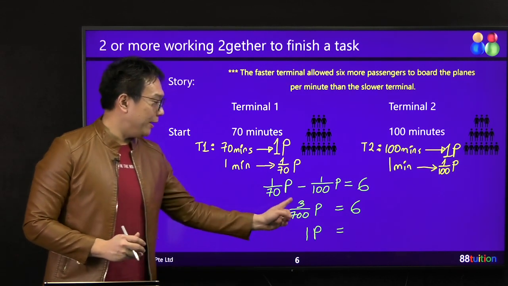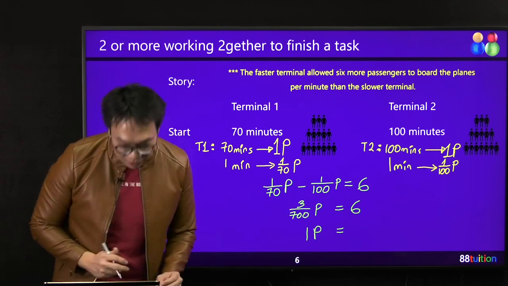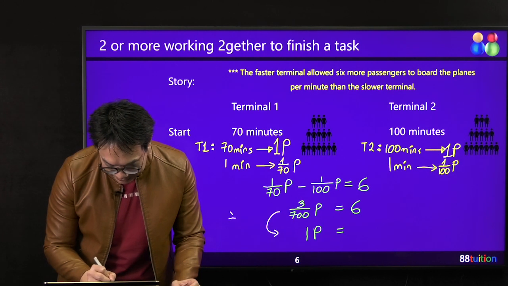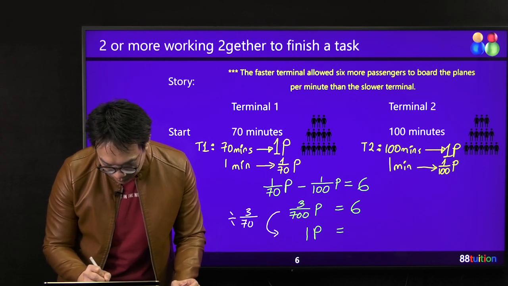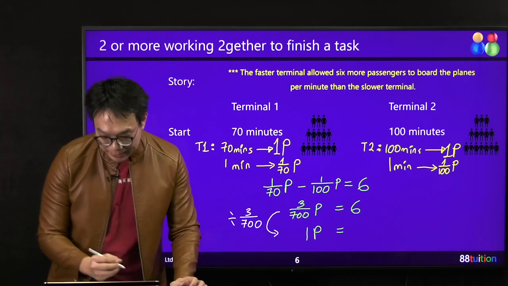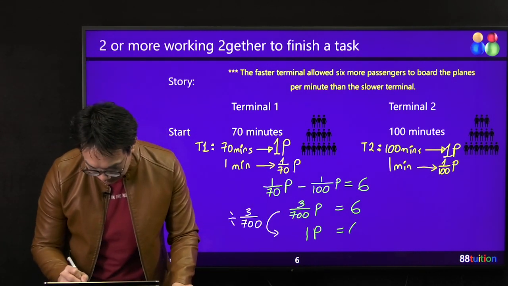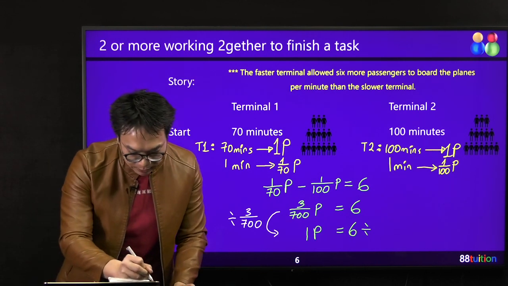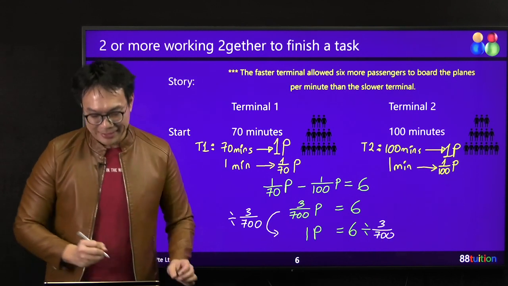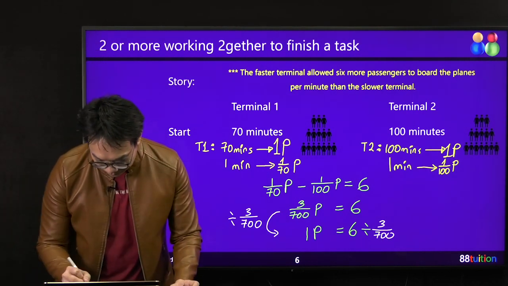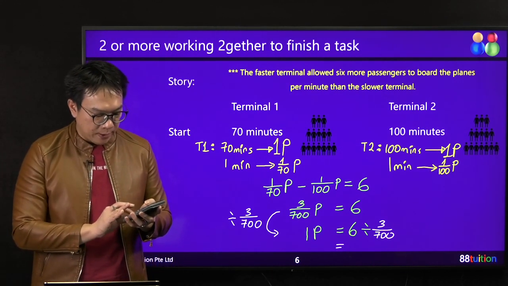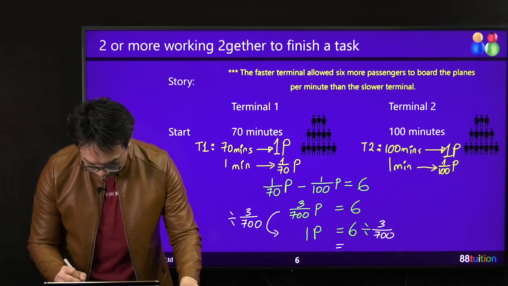All right, so down here, in order to get to 1, you must divide by itself. Very good. You remember. So 3 over 700, you must divide by itself, which is 3 over 700. 3 over 700 divided by 3 over 700 is a 1. What must you do the other side? Same thing. You must take 6 divided by your 3 over 700. Whatever you do on one side, you must be doing it on the other side. So down here you have 6 divided by 3 over 700, and that will give you 1,400.